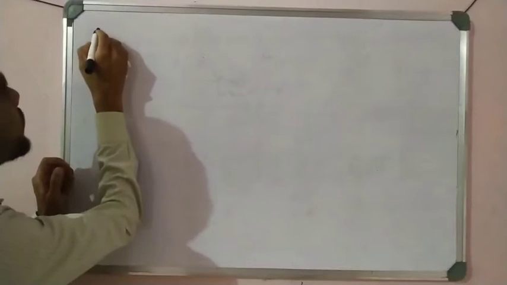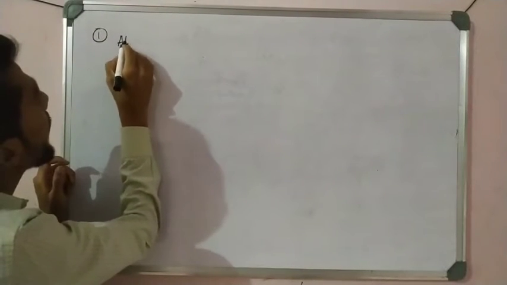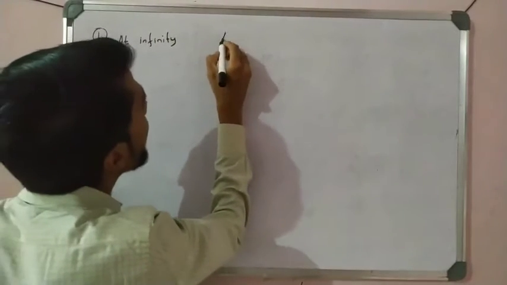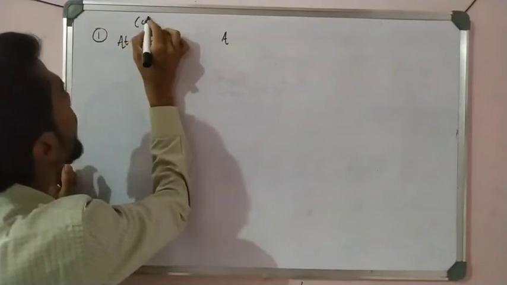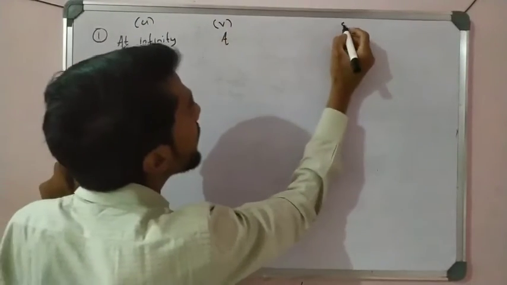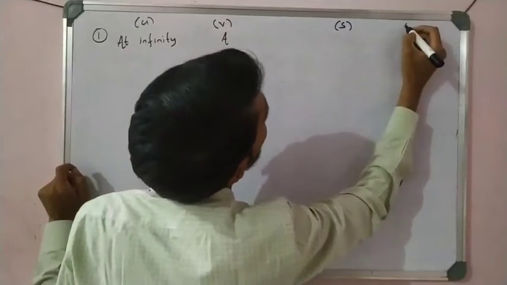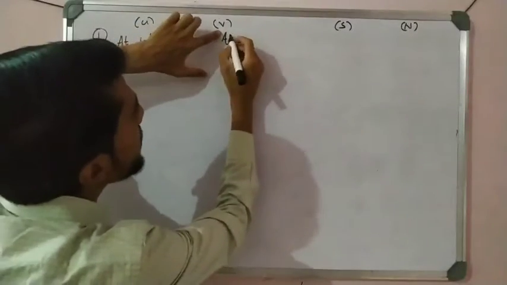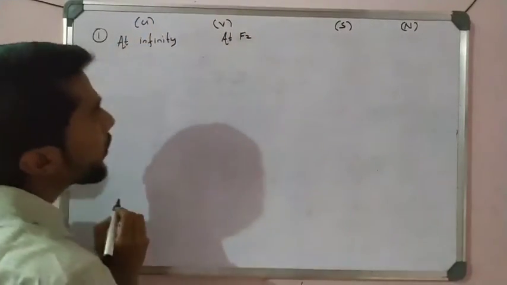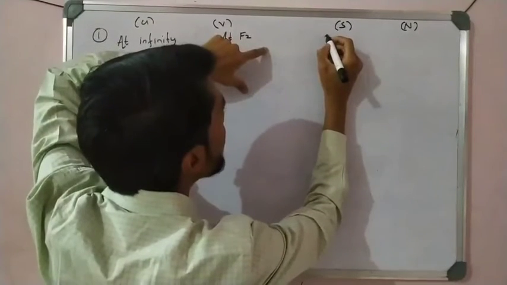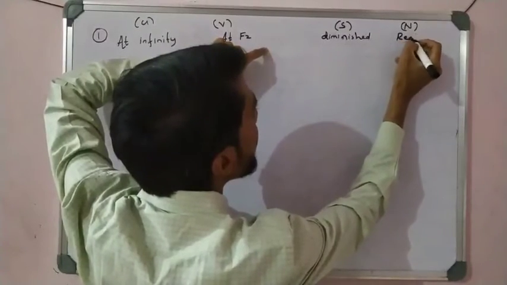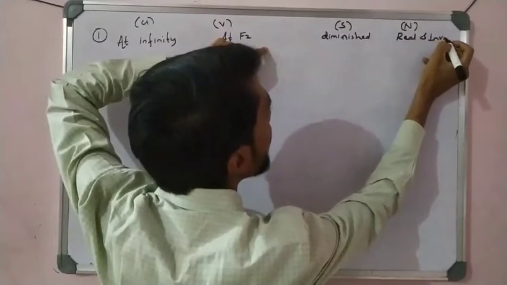Now I take the first case, students. The object is at infinity. For the position, I write u for object distance, v for image distance, s for size and n for nature. As a shortcut, v, the image, is at F2. The size is small, diminished, and the image is real and inverted.